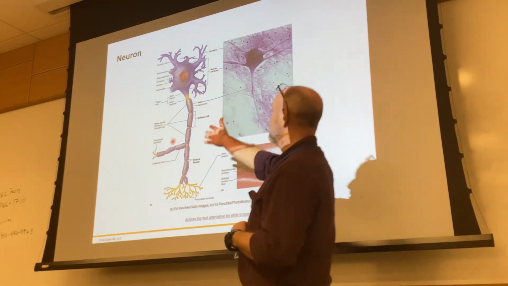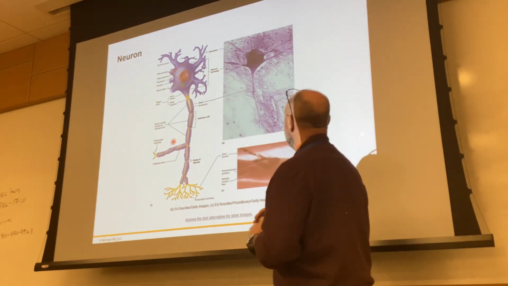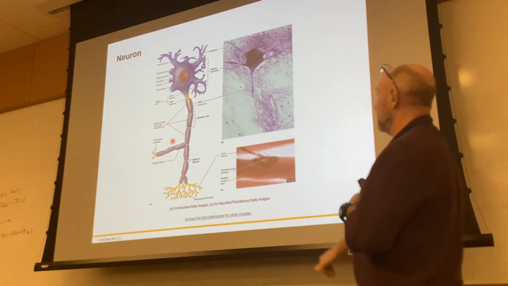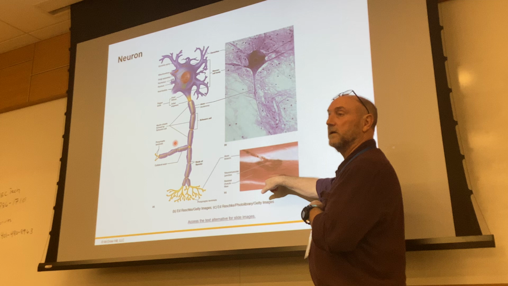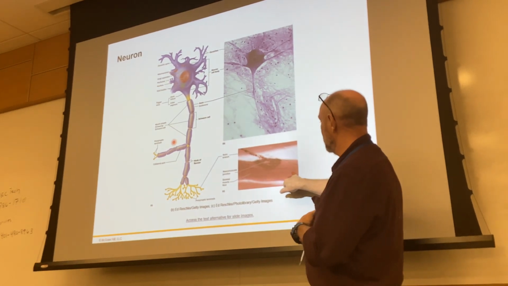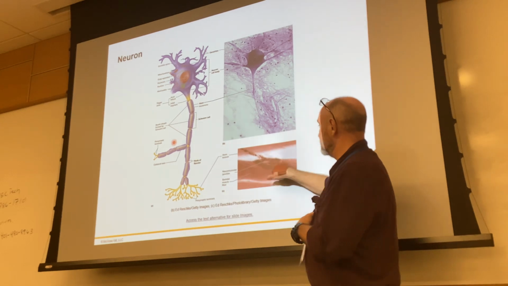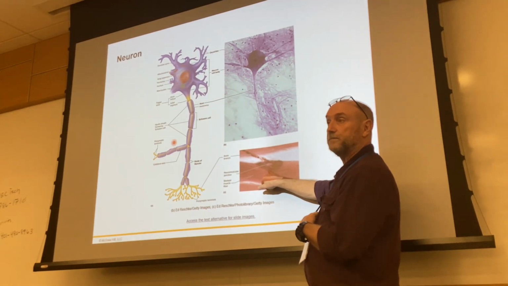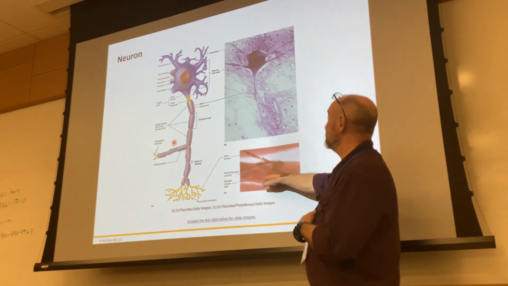If you look on the left-hand side, there's a drawing. On the right-hand side is a picture, a photomicrograph. And then in the lower right-hand corner, I talked about the synapse of a neuromuscular junction. So this is a skeletal muscle cell, and there's the axon terminal, and that's the neuromuscular junction. That's a definition of a synapse.